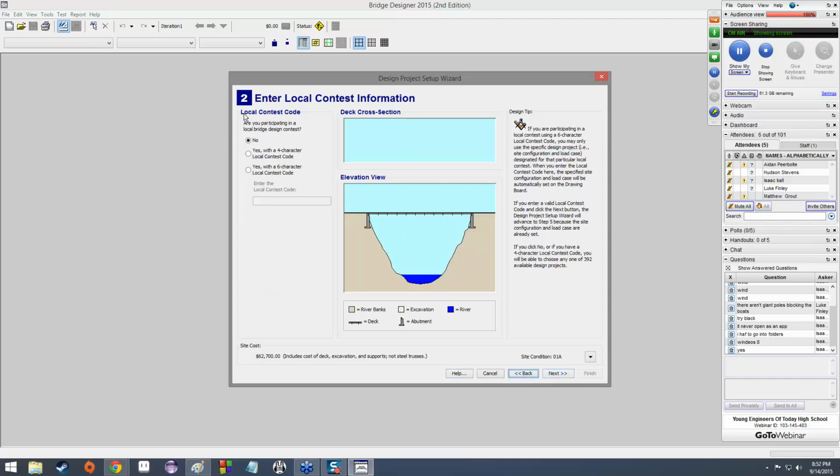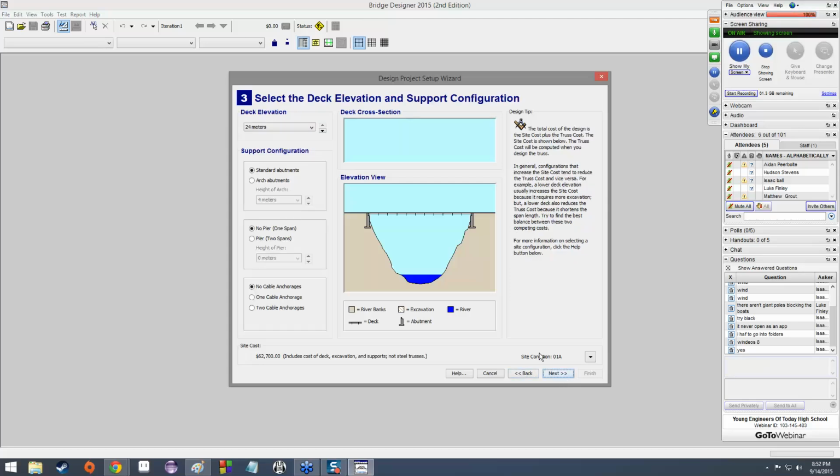Then you got Enter Local Contest Information. Are you participating in a local bridge design contest? Just go ahead and click No. You don't have to worry about that. Just move on to the next one, number 3. Select the deck elevation and support configuration.